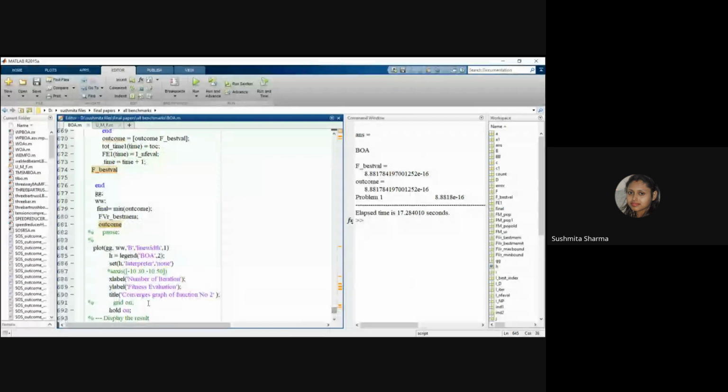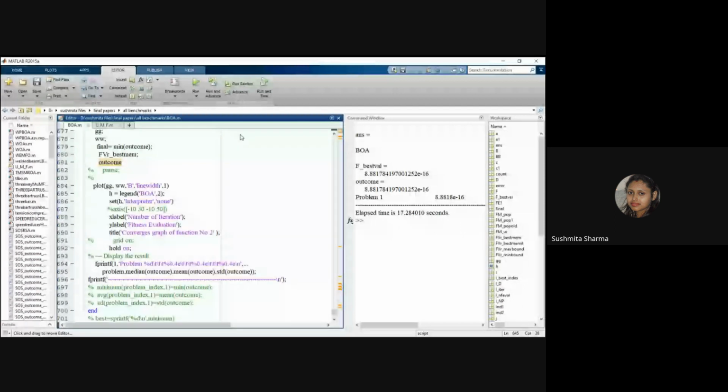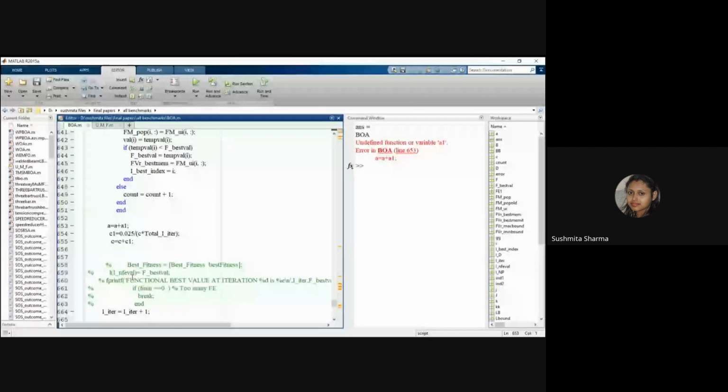That will be my average, and I will take the standard deviation of all these executions. I have taken one function here. I can switch the problem also, but I am executing just the Ackley function here. Press execute on this problem.